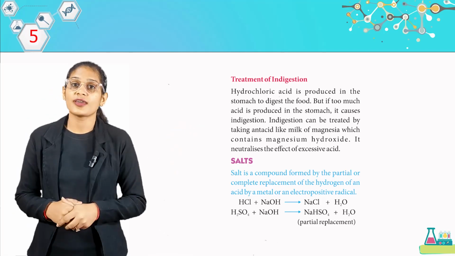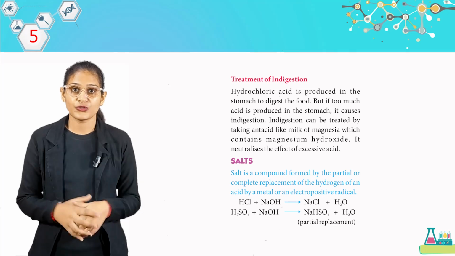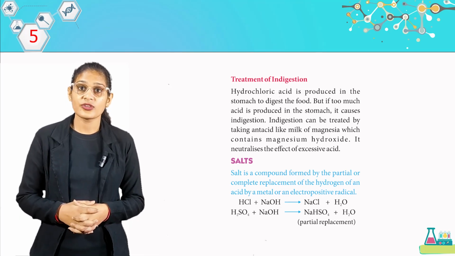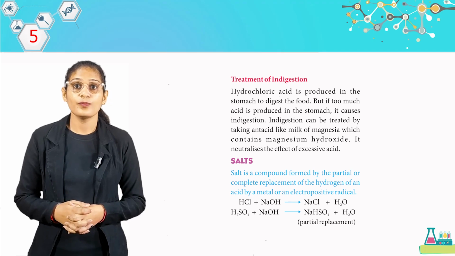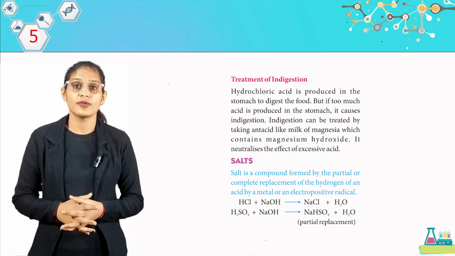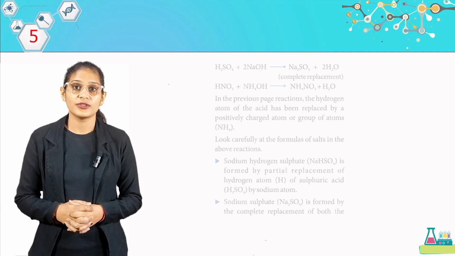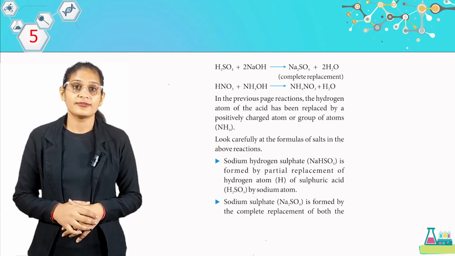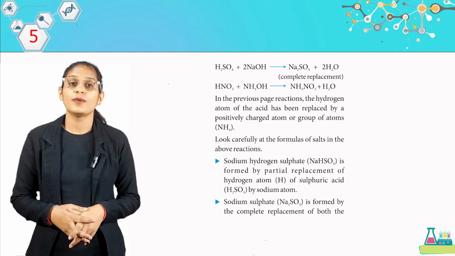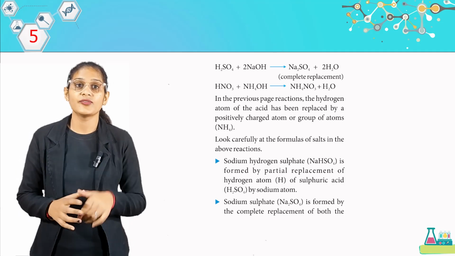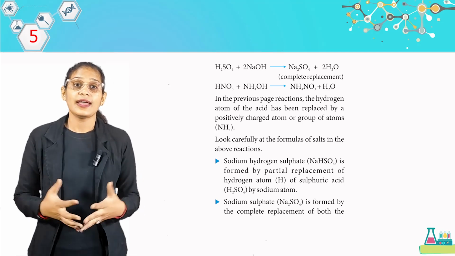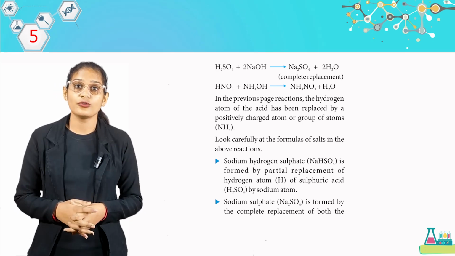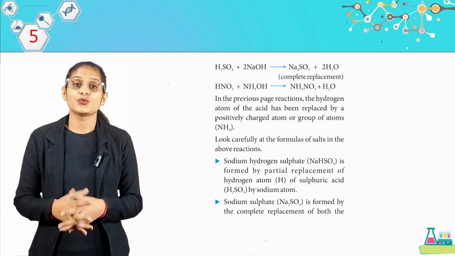HCl plus NaOH after reaction NaCl plus H2O. Then we have H2SO4 plus NaOH after reaction NaHSO4 plus H2O. This is partial replacement. Now come to the next. We have, students, H2SO4 plus 2NaOH after reaction Na2SO4 plus 2H2O. This is complete replacement. Then we have HNO3 plus NH4OH after reaction NH4NO3 plus H2O.